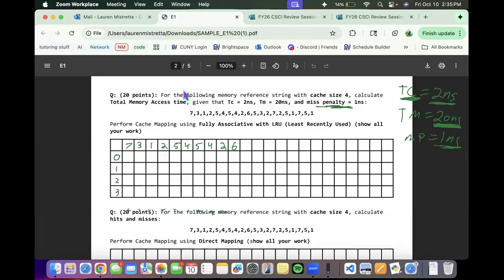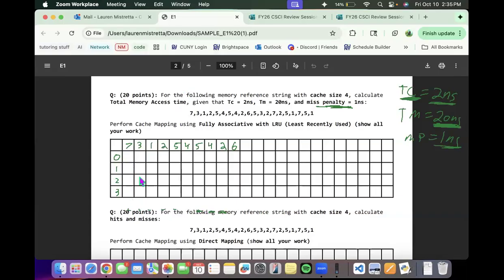So we're able to use any of the free blocks, but for this matter, we could just kind of use a first come, first serve. So using 0 first, then 1, then 2, then 3. So we know that the first 4 are going to definitely be misses, right? Because there's nothing in my cache right now. So 7, then a 3 is going to go in the next spot. Then a 1 is going to go in the next spot. Then a 2 is going to go in the next spot, right? So that part, we know we got miss, miss, miss, miss. Now the cache is full.